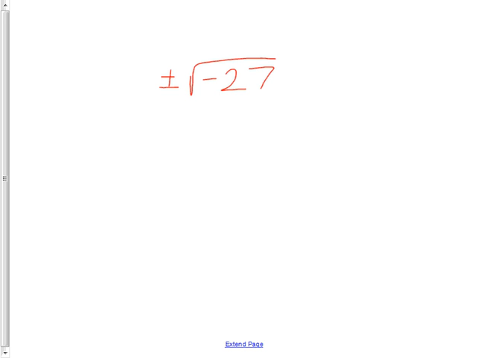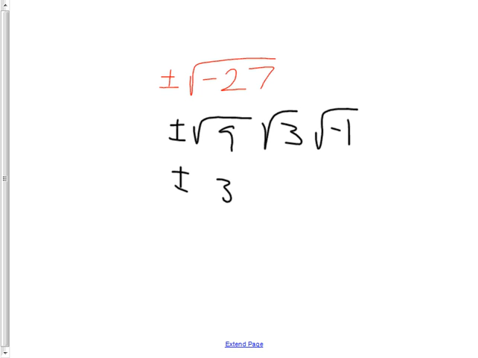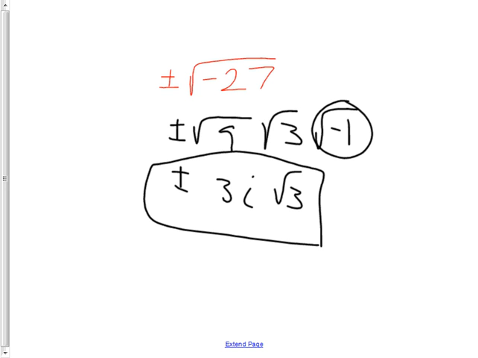So you go plus and minus still, and then it's root 9 and root 3, and then what other root do I have? Root of negative 1, and that's going to make the i. So then plus and minus 3, and that's an i, and then root 3, and there we go. And that was imaginary. It's got an i in it, so it should be obvious.